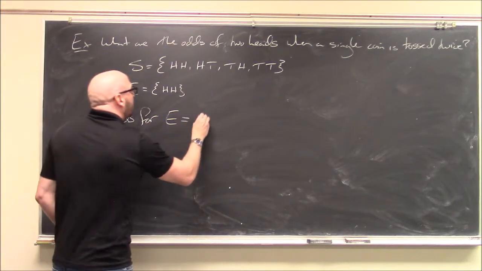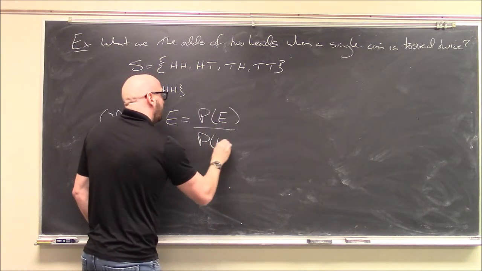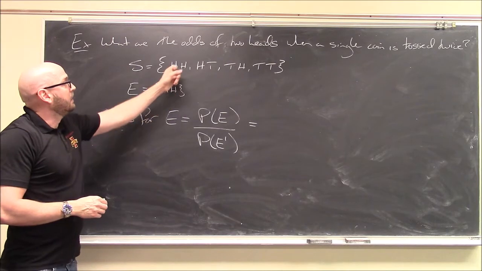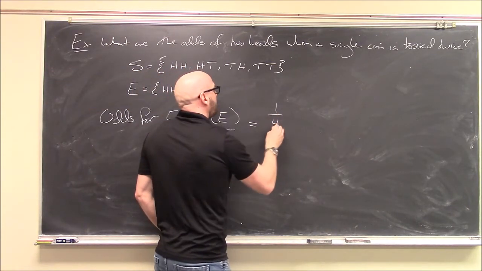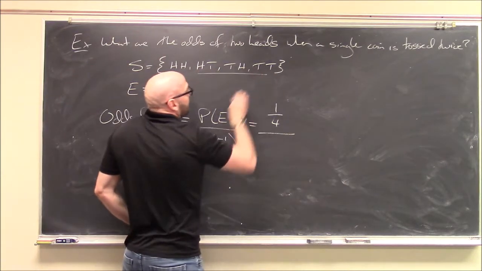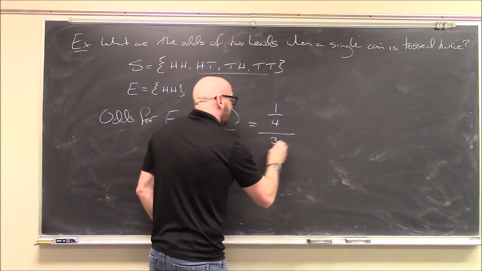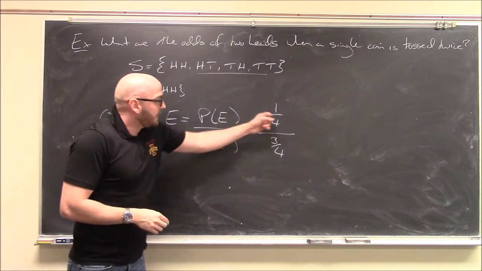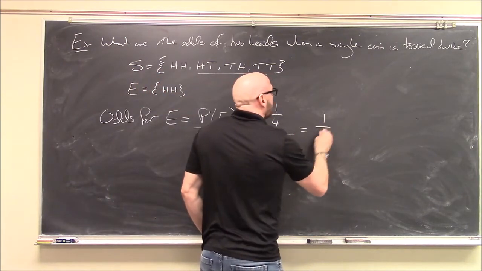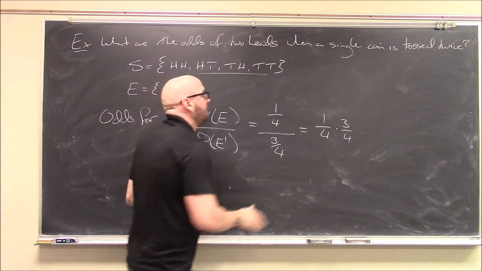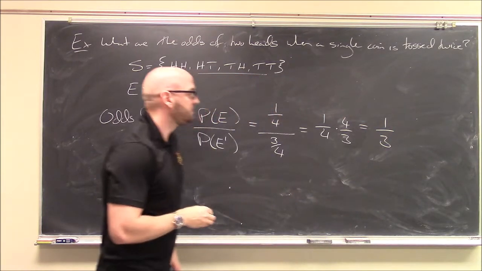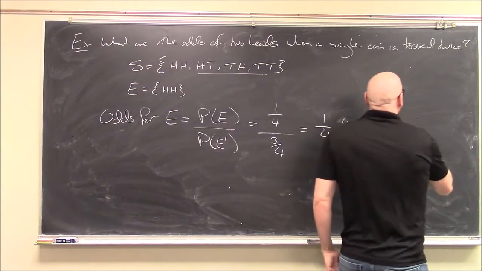The odds for E is the probability of E over the probability of not E, of E complement. So what's the probability of E? Probability of E occurring, there's one element in E, 4 elements in S, so 1 over 4. Over probability of not E, E complement. Well, E complement is everything else, right? It's all 3 of these guys. So probability of E complement is 3 over 4. How do you divide fractions? You flip them and multiply, right? So instead of dividing by 3/4, you multiply by its reciprocal. So this is 1/4 times the reciprocal of this, 4/3, which is 1 over 3. Or you could write these odds as 1 to 3.